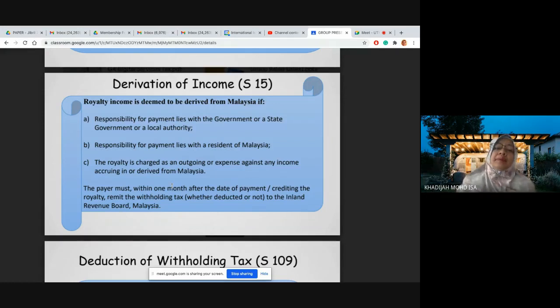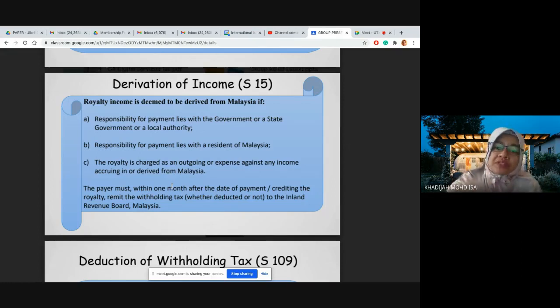Or katalah company pun, it could be a non-resident company making payment, but this company, alright, the royalty is charged as an expense. Dalam dia punya statement of comprehensive income, ada royalty expense, deducted in arriving at the profit before tax. So once you have that, then you know that the income of the non-resident person is derived in Malaysia. So once you say, okay, income is derived in Malaysia, then this payer must withhold tax. Itu je cerita dia, ya.